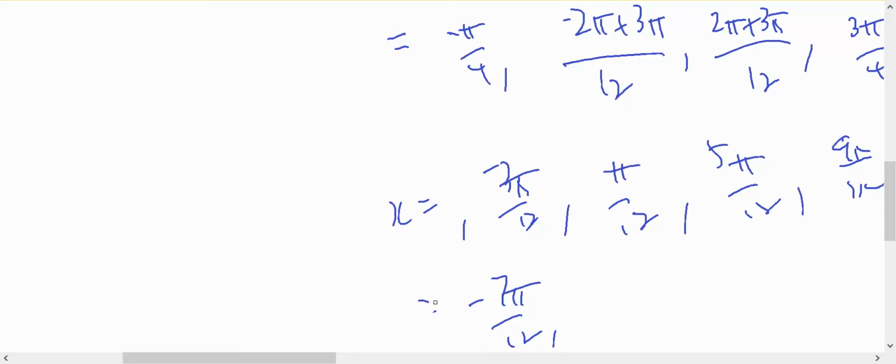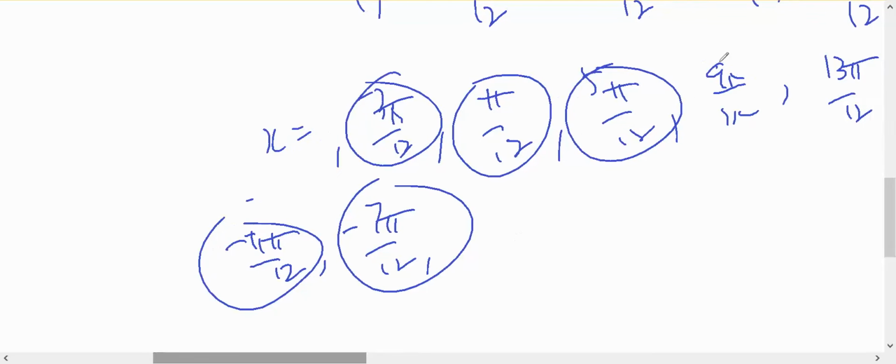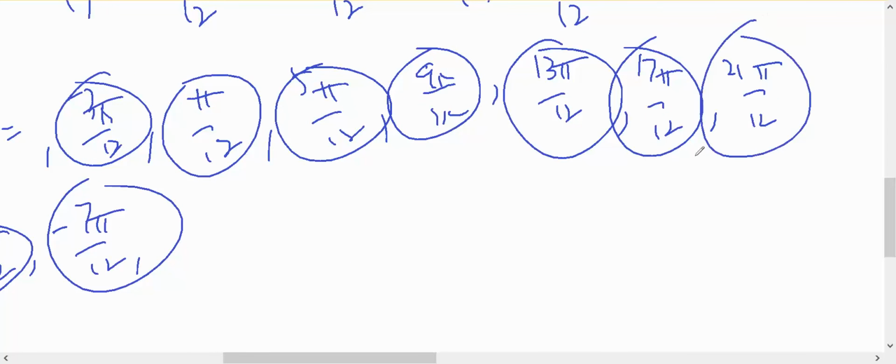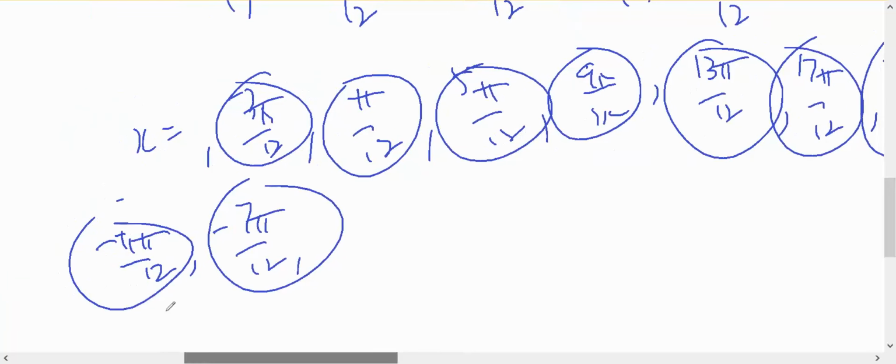So we've got a lot of x-intercepts here. So minus 11 pi on 12, minus 7 pi on 12, minus 3 pi on 12, pi on 12, 5 pi on 12, 9 pi on 12, 13, 17, and 21 pi on 12. 1, 2, 3, 4, 5, 6, 7, 8, 9 x-intercepts.